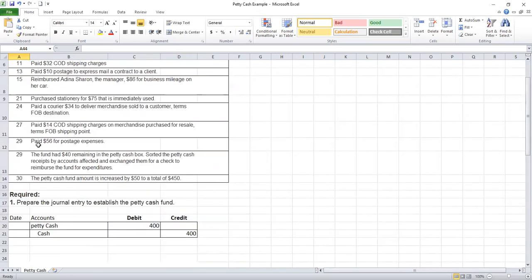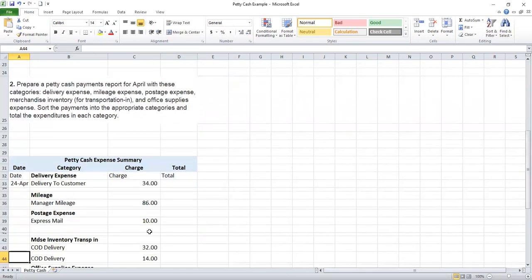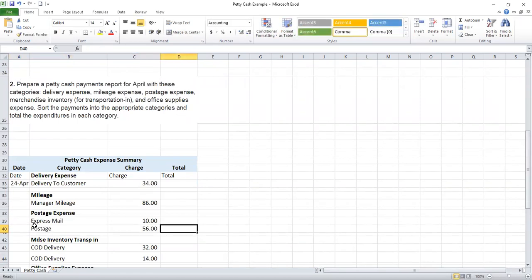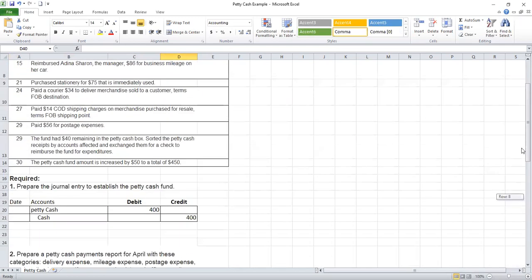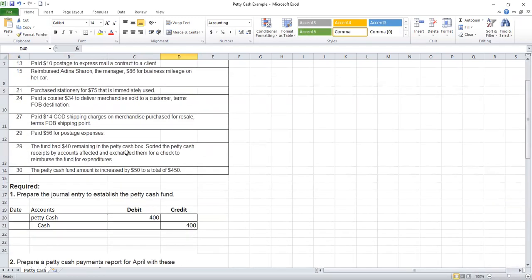April 29th, paid $56 for postage expense. Okay, so we have a postage expense category. I'll just put postage, $56. Right, that's what I made. All right. Now, if you look on the 29th, it says the fund had $40 remaining in the petty cash box. So this is telling you after you've made all your purchases for the month, there's $40 left. We're going to put this on pause. There's no more transactions we had with petty cash. This is just kind of an FYI statement.